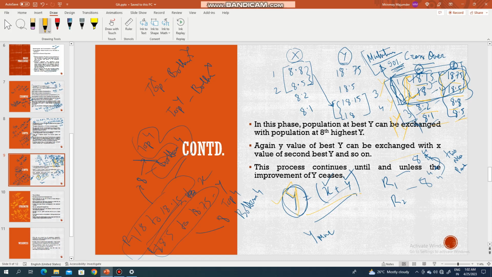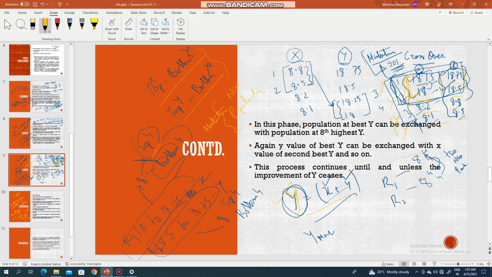From those 8 numbers, they are arranged in descending order, and the top 4 of x will be exchanged with the bottom 4 of y, and the bottom 4 of x will be exchanged with the top 4 of y. Here you see, I already showed. Right, so to create a new population which is of course better than the crossover population. This procedure of generating another new population is known as mutation.